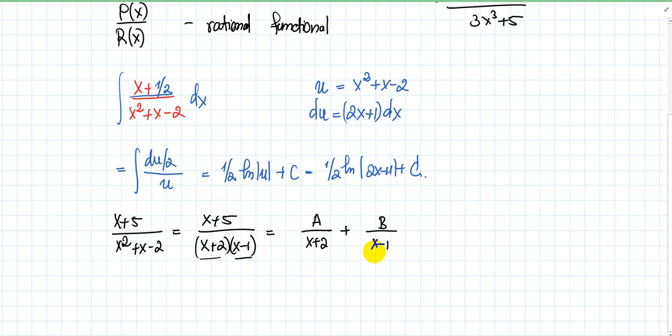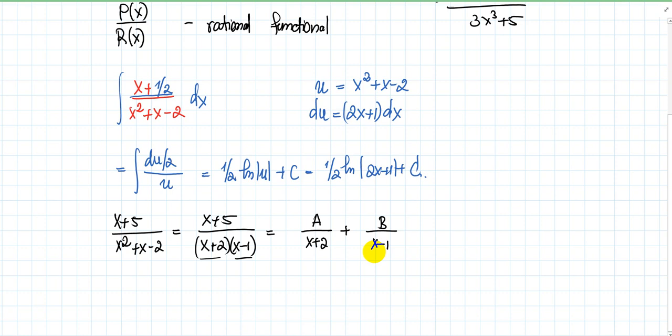So if I'm able to write down this function in this form, and if I'm able to find these two constants, a and b, then I can integrate this, right? The integration of this one will be the sum of the integration of these two functions, okay? So the only problem is I need to find this a and b, okay? So how to find this a and b?